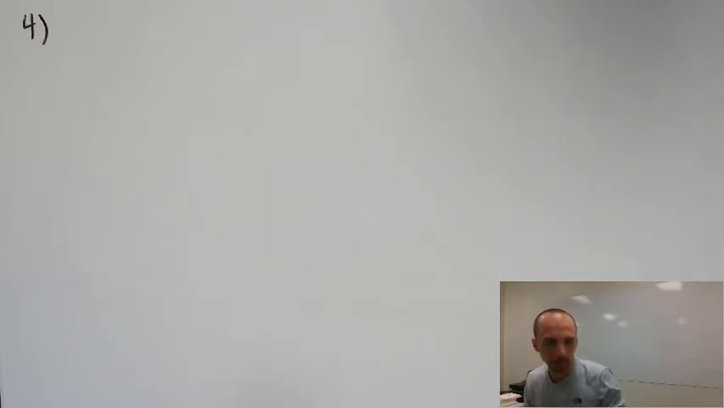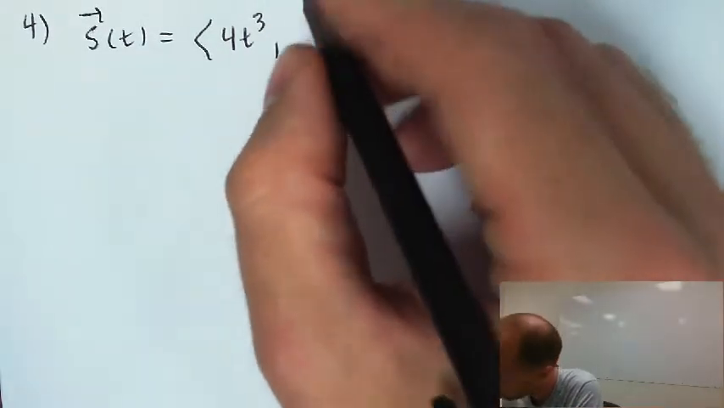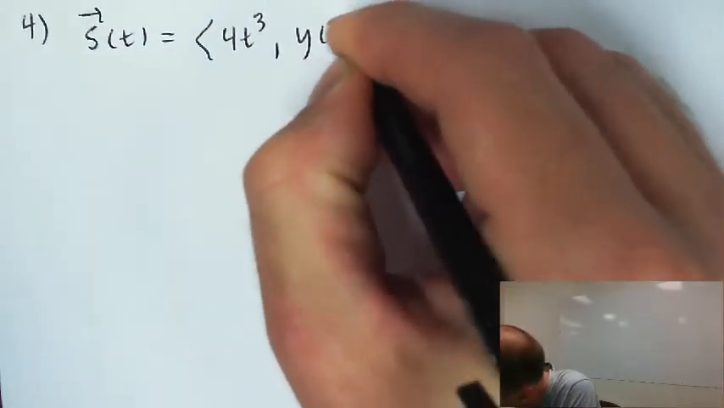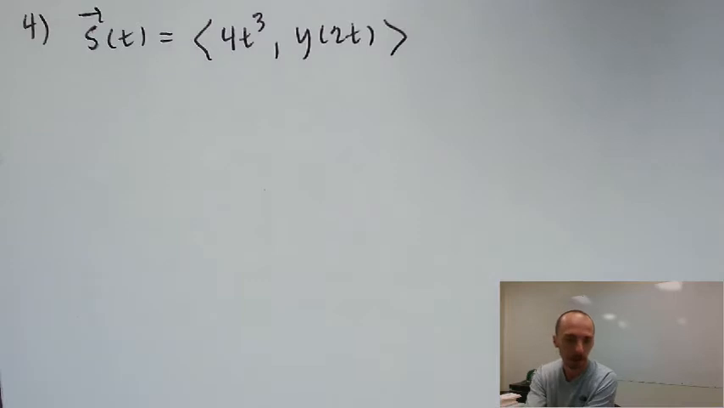The position of a particle moving in the xy plane has, okay, so the position vector is 4t to the 3rd and y of 2t. That's interesting. Oh, I think I've seen this problem before. Where y is a twice differentiable function of t. At time t equals 1/2, what is the acceleration vector of the particle?